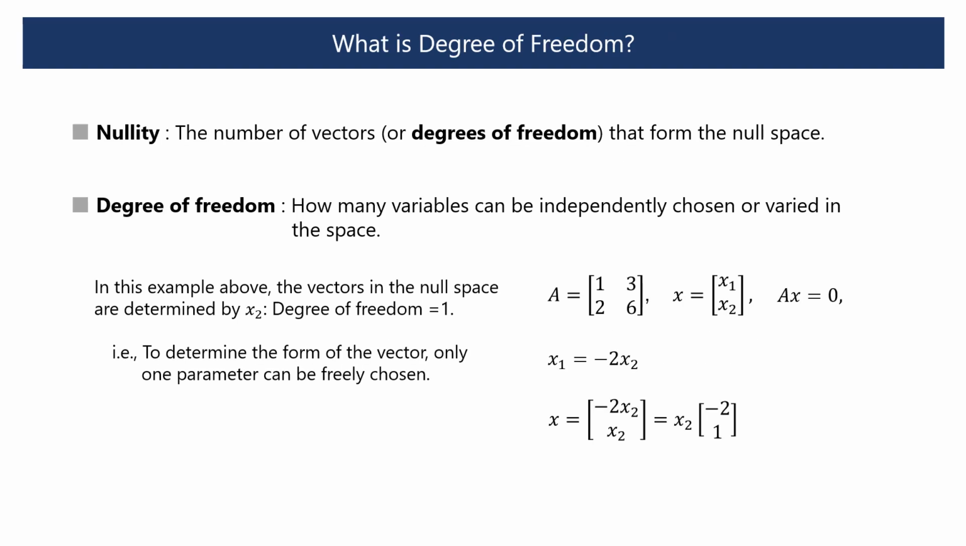As we saw in the previous slide, nullity is the degree of freedom of the null space. So, what is the degree of freedom? The degree of freedom refers to how many variables can be independently chosen or varied in the space. In this example above, the vectors in the null space are determined by x2, meaning the degree of freedom is 1. In other words, to determine the form of the vector, only one parameter can be freely chosen.